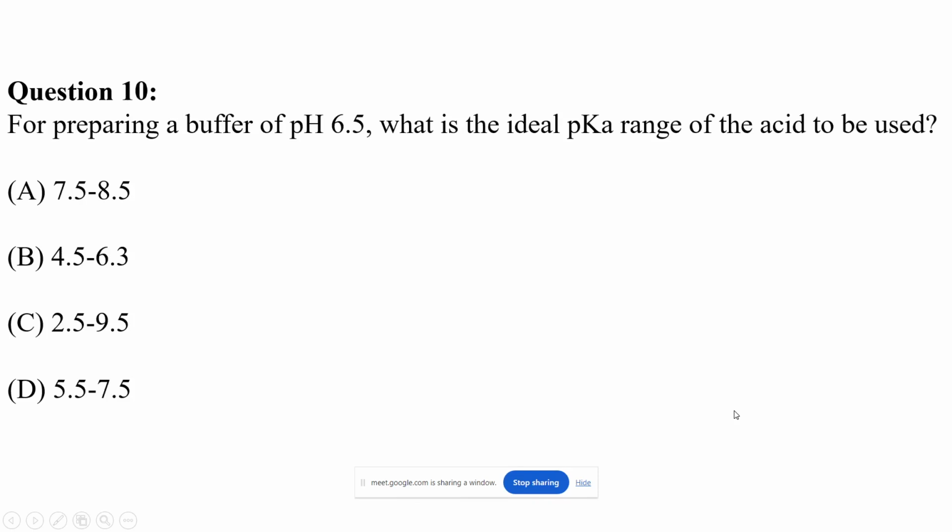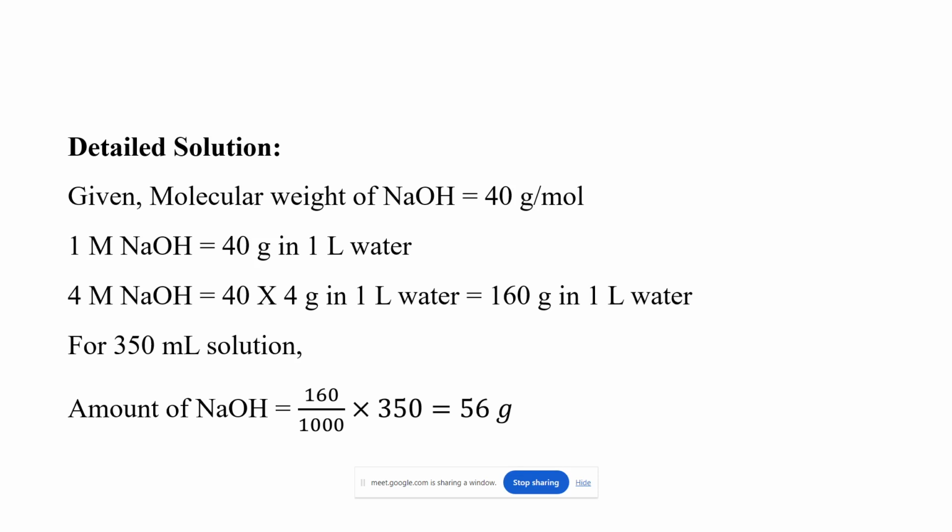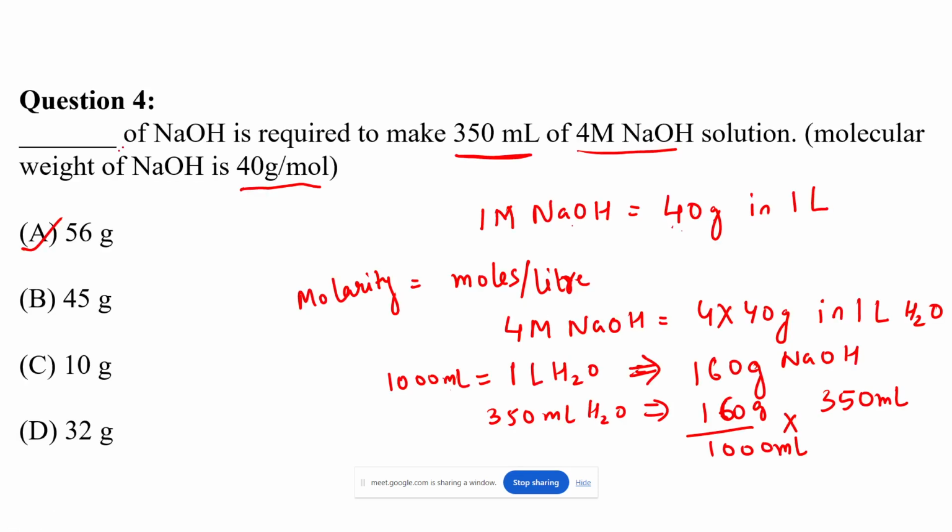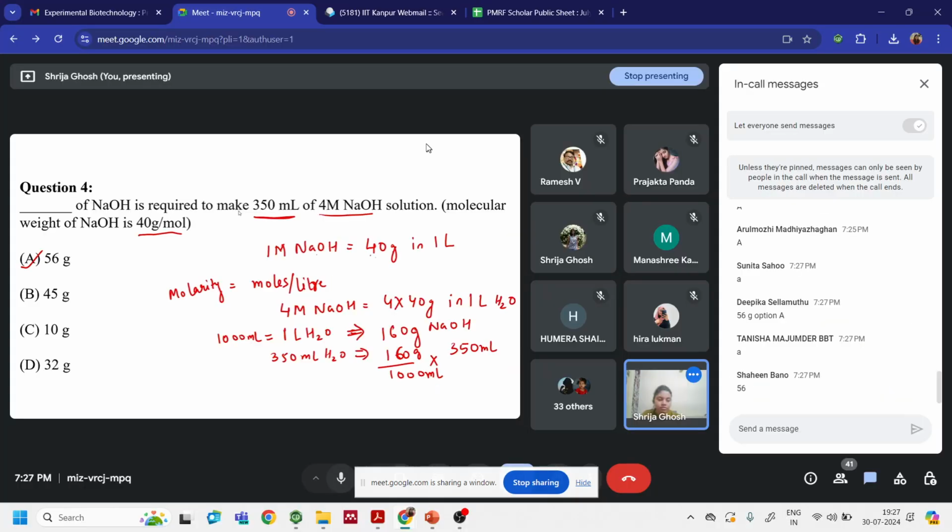Solve this and we will get our answer. So 160 divided by 1000 into 350 will be equivalent to 56 grams. So the correct answer is option A. 56 grams of NaOH will be required to make 350 ml of 4 molar NaOH solution. Shaheen had answered 56. Very good, so you reached the correct answer.